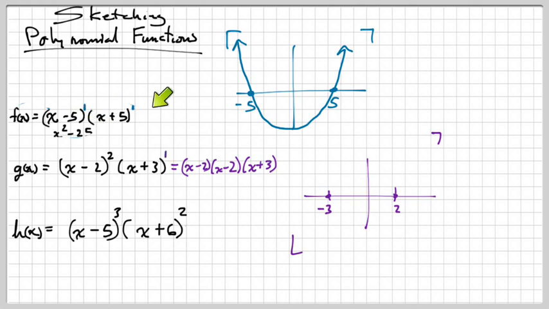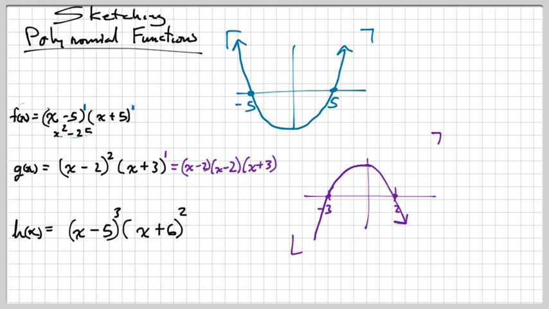Both of these had a multiplicity of 1, so we went through the x-intercepts. So I'm going to go through these ones also. Okay, I'm going to go up some arbitrary distance, because I'm not going to find the y-intercept right now. I just want to do a rough sketch. And I'm going to come back down to the 2. Now, that's kind of a problem if I was supposed to go through it.